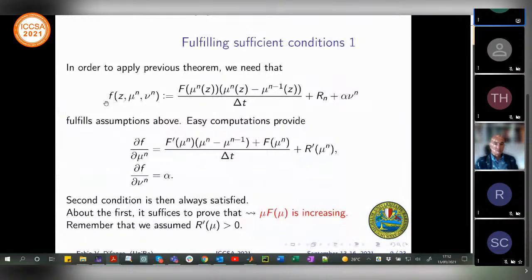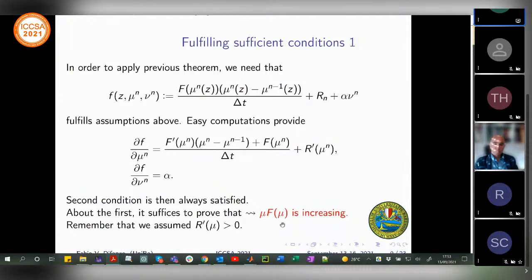In our case, f, in terms of mu n and nu n, the derivative of mu with respect to z, is this vector field here. The derivative of f with respect to mu n is the most complicated part we have to analyze, while the derivative of f with respect to nu n is just alpha. This is required to be bounded according to the theorem I have just shown you. The second condition is fulfilled, so we can focus on the first one. In order for this to be positive, since our prime is assumed to be positive, we need this numerator here to be positive, and a sufficient condition for this is that mu times capital F of mu is increasing.